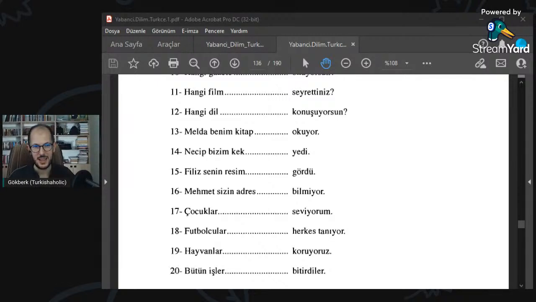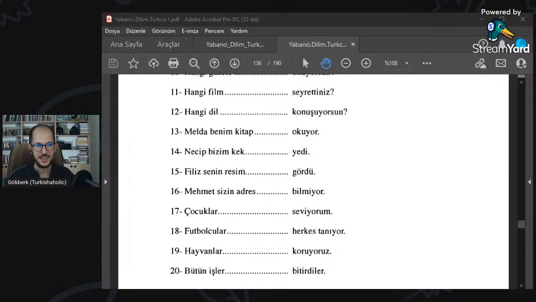Number 19, hayvanları koruyoruz. Korumak means to protect. Hayvan is animal, hayvanlar animals. Hayvanları koruyoruz. We are protecting the animals.